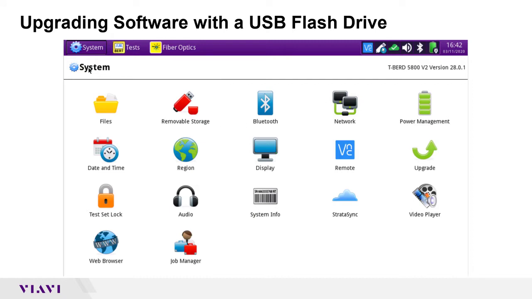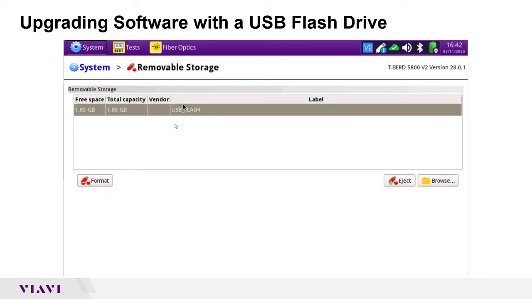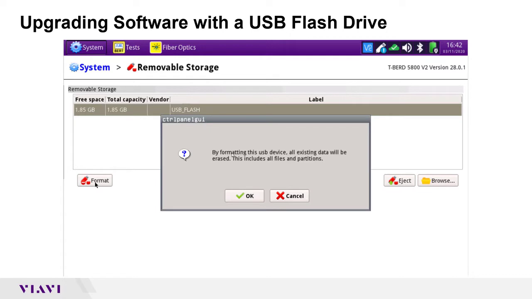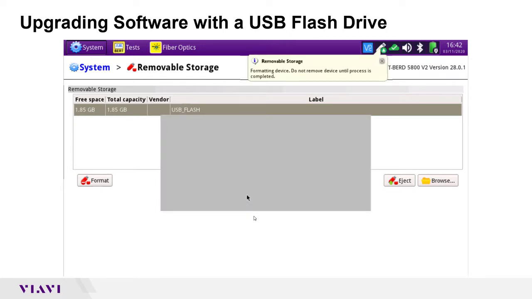You insert a USB stick into the unit, which is going to show up at the top of the screen. When you click on that, you see that it shows the USB stick. Then you can format it. It says that everything is going to be erased. That's okay, that's what you want. So that device will be totally wiped out and formatted in the right type of format to be able to receive the software for the T-Bird 5800 and be recognized by the unit later on.